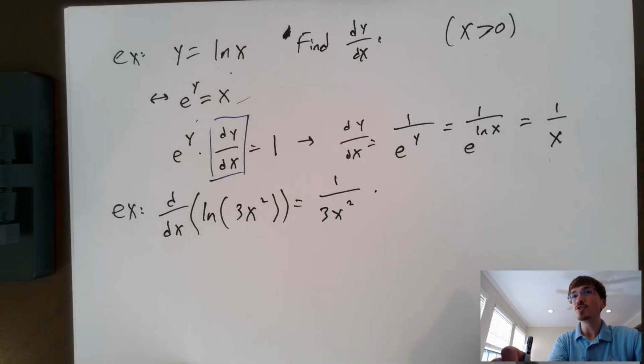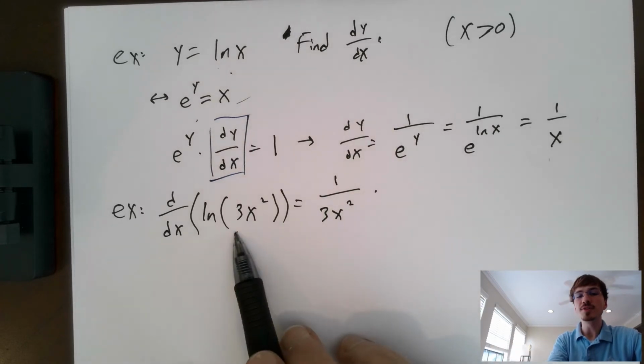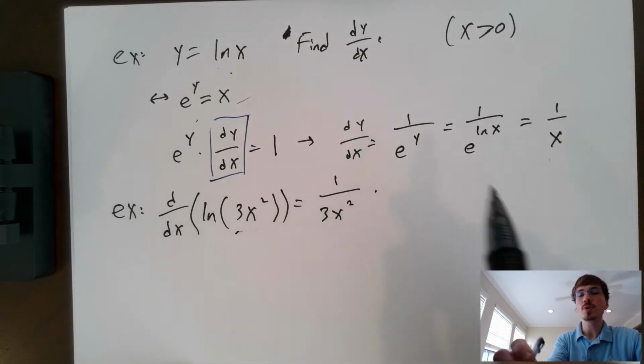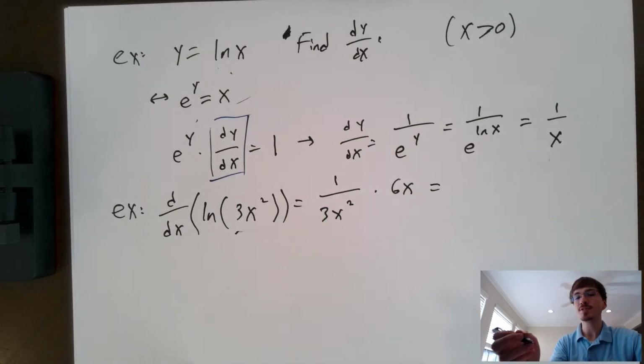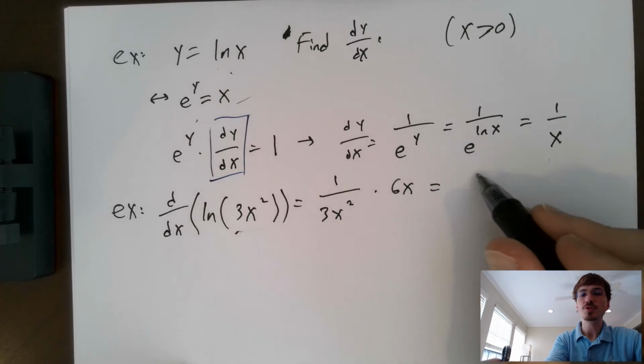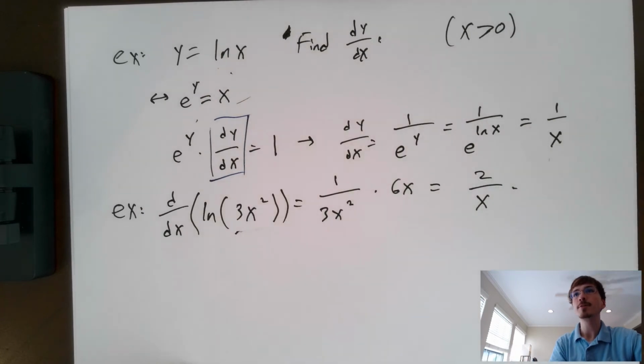And then, of course, we have to use chain rule, so we need to multiply by the derivative of what's inside. And what's the derivative of 3x squared? That's 6 times x. And let's simplify this. This is equal to 2 divided by x, right?